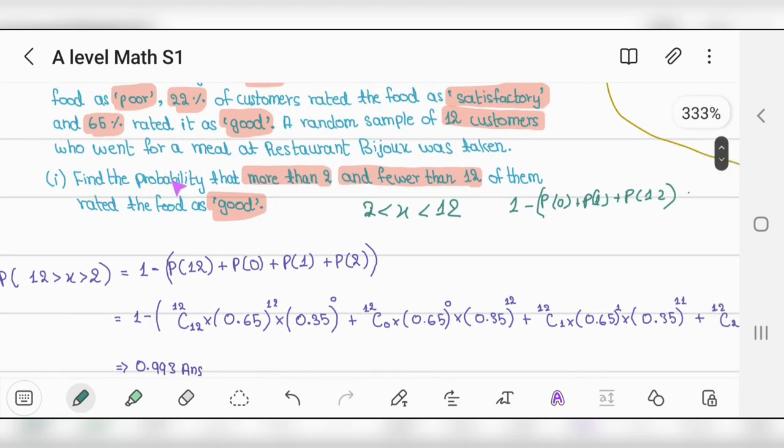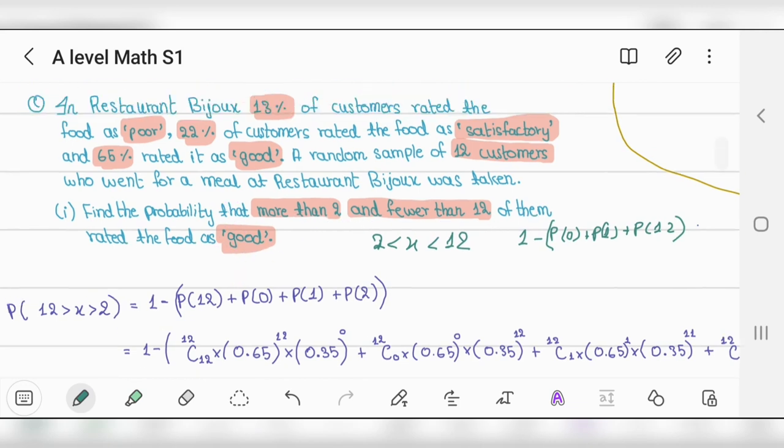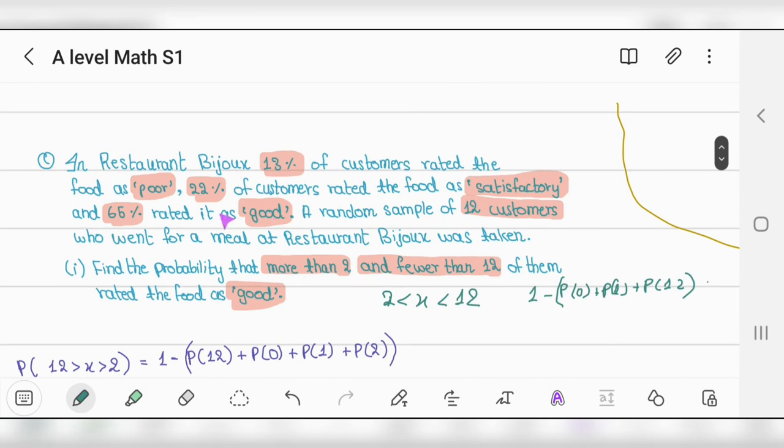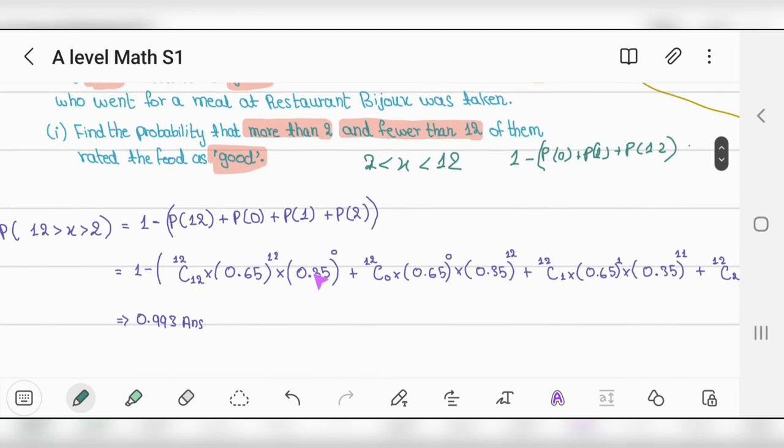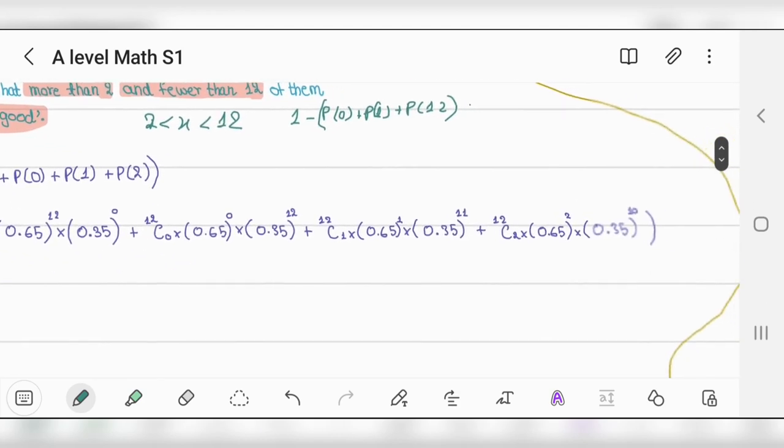Since it says to find the probability that more than two of them rated the food as good, this is the probability of success, and the probability of rating the food as good is 0.65. So 0.65 is the probability of success, and against it is the probability of failure. So this is how you do it.